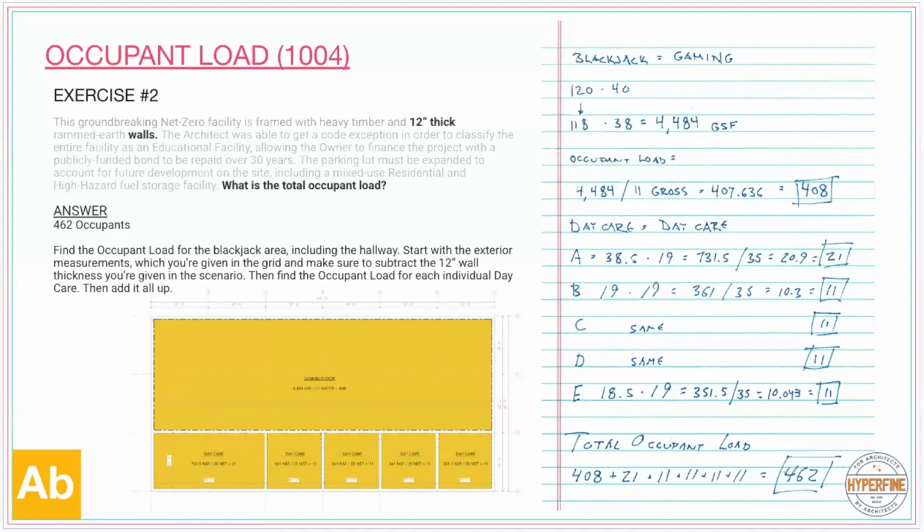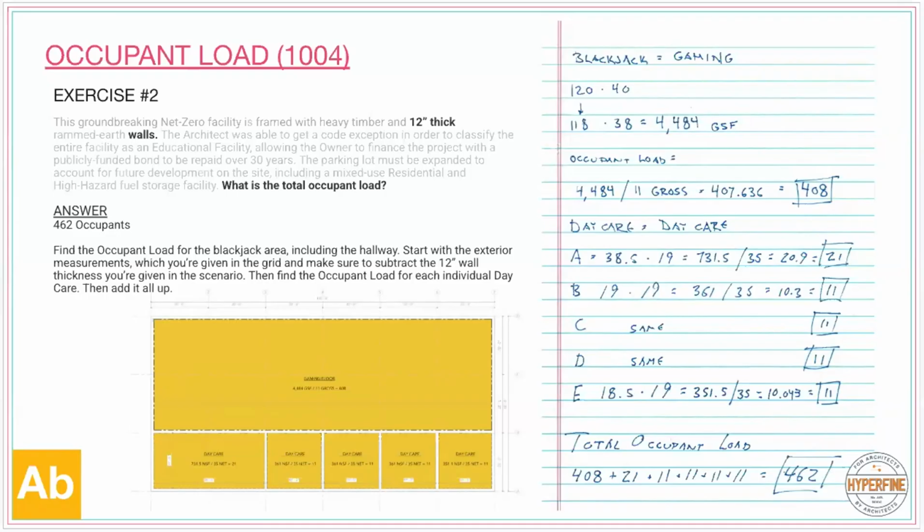You sort of do those individually. It's the same process. So the one on the left ends up being 38.5 by 19, which is 731.5 square feet. If you come over to the table, daycares are in here at 35 net. So that's why I used a net calculation, and you have to go to the table first.